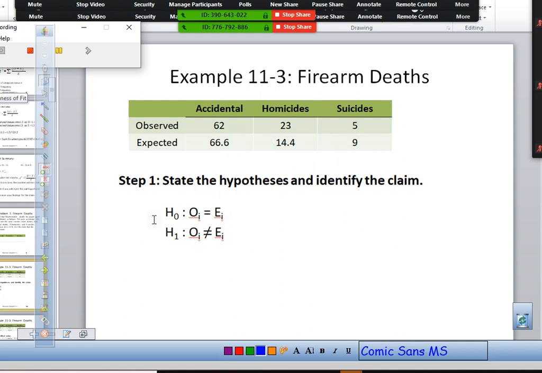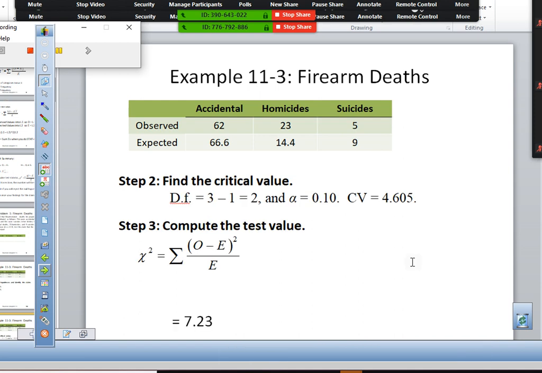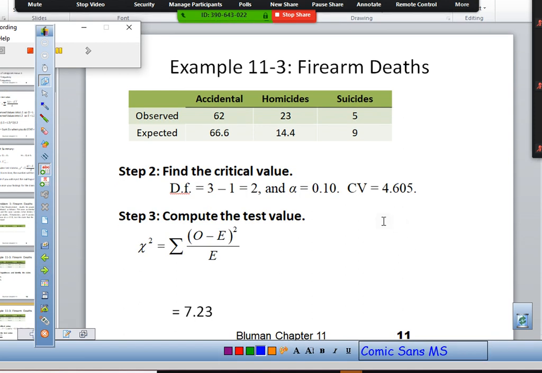And then here's your step one. H naught is O sub i equals E sub i. H1 is O sub i is not equal to E sub i. I'm going to move through this pretty quickly, so take a picture if you want; you should really just be checking your answers. And then we found our critical value. We looked it up. Degrees of freedom is 3 categories, so 3 minus 1, that's 2. Degrees of freedom 2. Alpha is 0.10, so our critical value was 4.605.